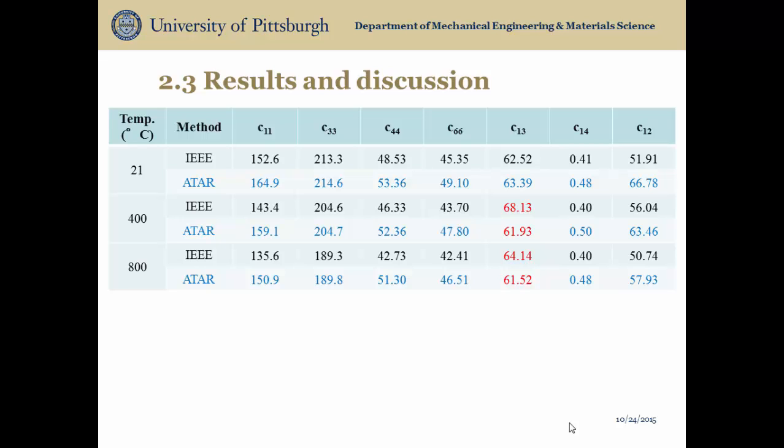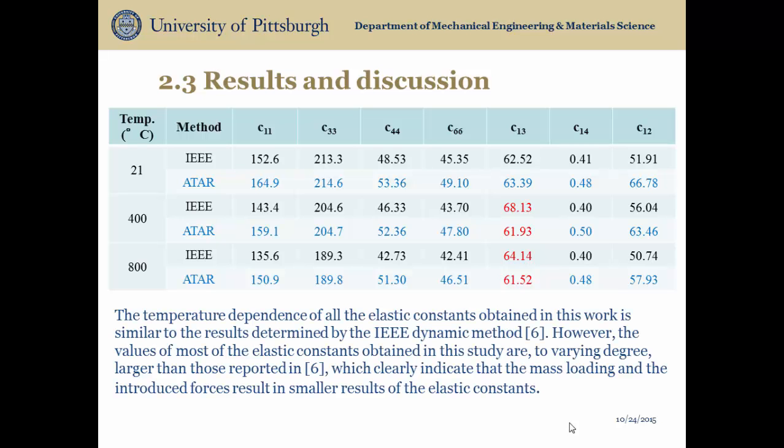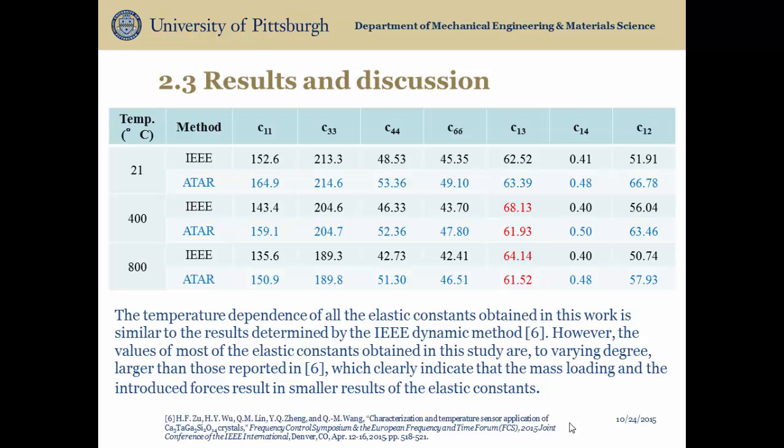Another important result is that, compared to the constants obtained from the IEEE dynamic method, most of the constants obtained from the ATR method are larger. This indicates that the mass loading and the force loading during the IEEE dynamic method measurement result in smaller values.